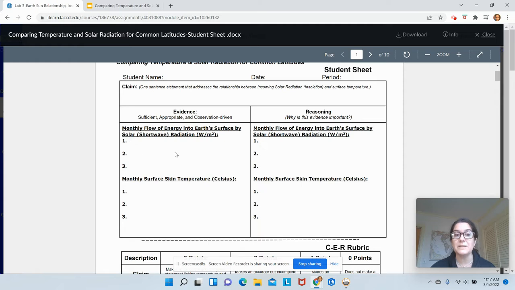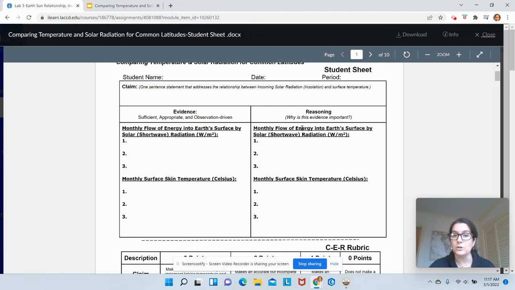Next, you are going to be putting down the evidence. You have been given the data. So what is your evidence that you have to support this claim that you're making? Well, you've been given these 2 items. So you need to write down the evidence that you have in your hands, those cards with the line graphs, including information for the monthly flow of energy and the monthly skin surface temperature. So you're going to write down the evidence to support your claim.